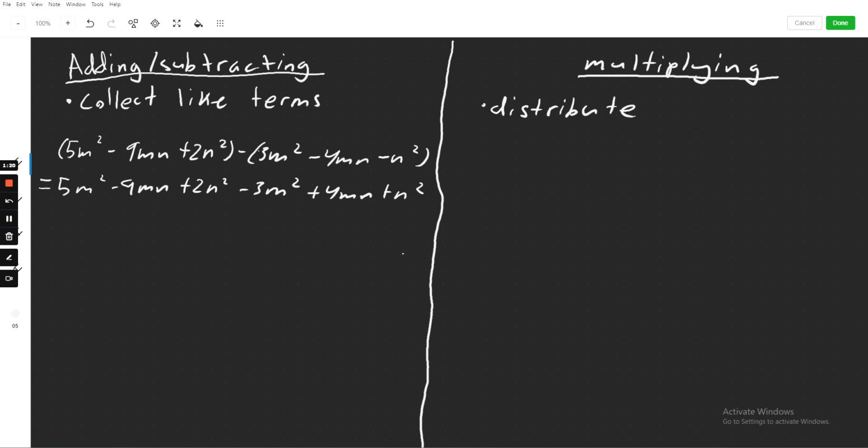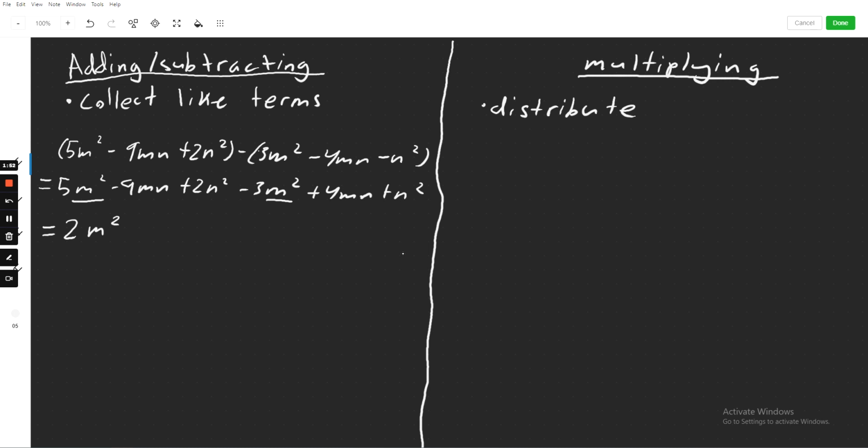Now, when I'm saying like terms, I mean m squared and another m squared. So we would add or subtract these depending on the sign. So we would add or subtract the coefficients. We keep the variables exactly the same. We're just collecting them. So we're grouping them together. So 5 minus 3, that would be 2. And then the variable is m squared, so we copy down m squared.